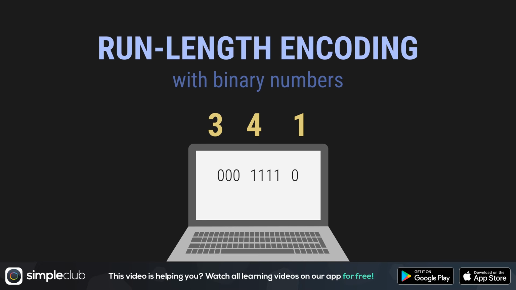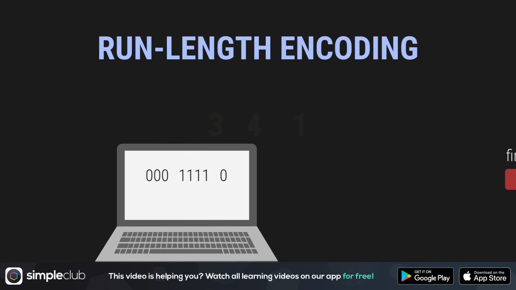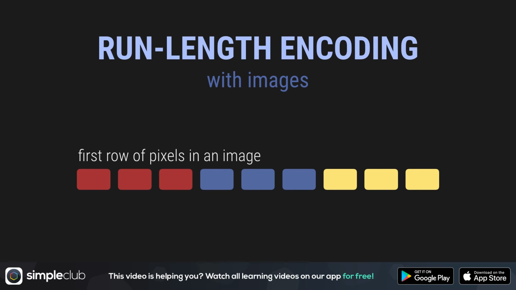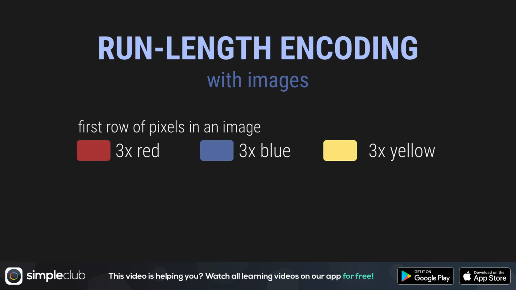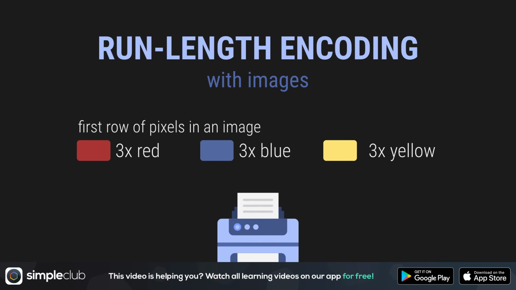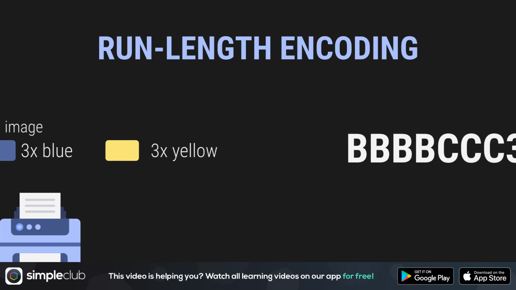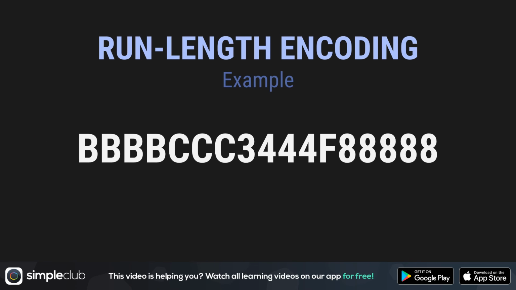Of course, the whole scheme can also be used for images too. Let's look at the first row of pixels in an image. In this case, we're alternating between red, blue, and yellow pixels. For run length encoding, then we're going to send the color and the count. So red 3 times, blue 3 times, and yellow 3 times. This way we don't have to send the image pixel by pixel, but just the color and its count. This is the method used for faxes, if any of you still know what a fax is, or for images in bitmap format. Okay, so let's finish this off by looking at another sequence of characters.